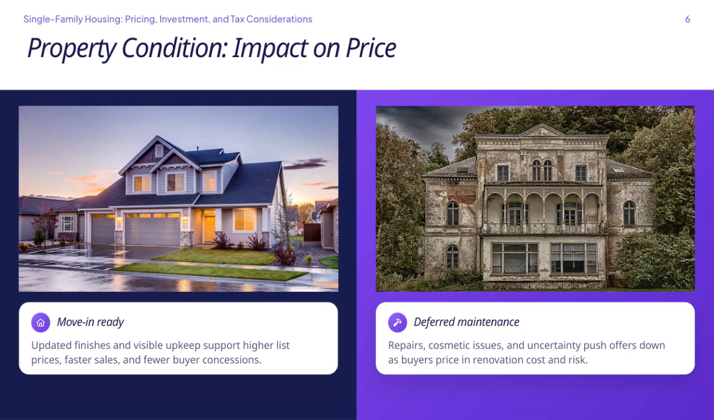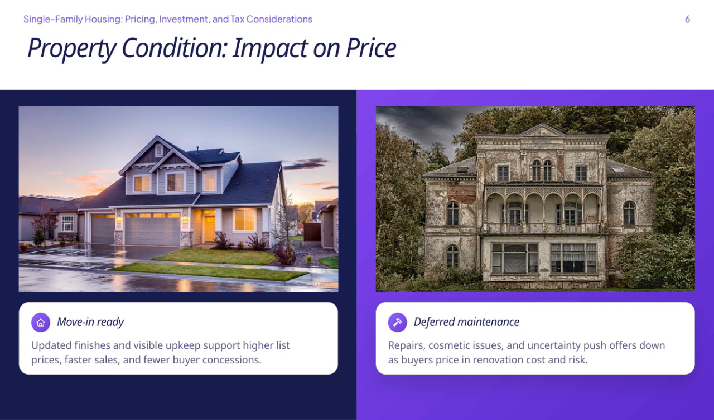A move-in ready home, one that's well maintained with updated finishes, tends to support higher list prices. These homes often sell faster, and buyers are less likely to ask for concessions because they see fewer risks. On the other hand, homes with deferred maintenance, those that have needed repairs, cosmetic issues, or general uncertainty about their condition, usually attract lower offers. Buyers factor in the cost and hassle of renovations, which drives the price down.